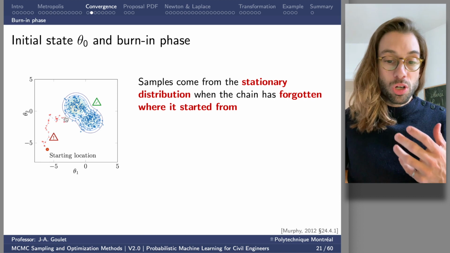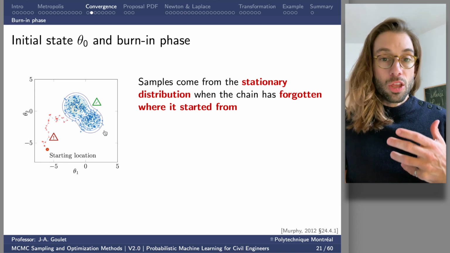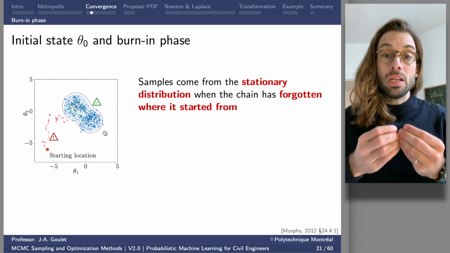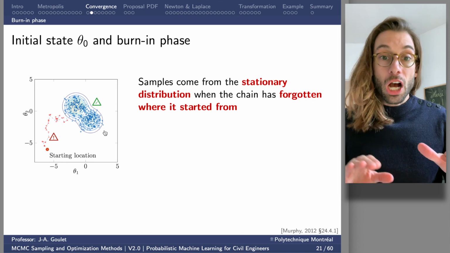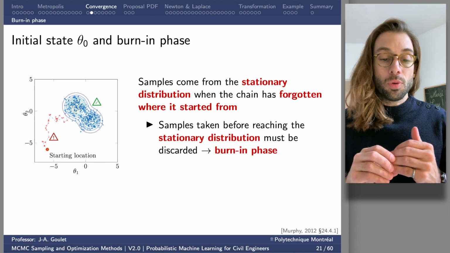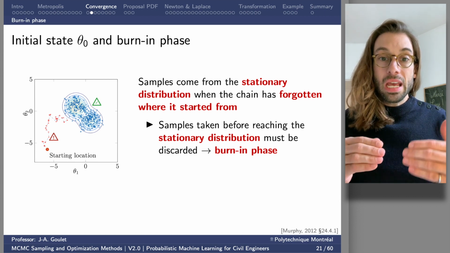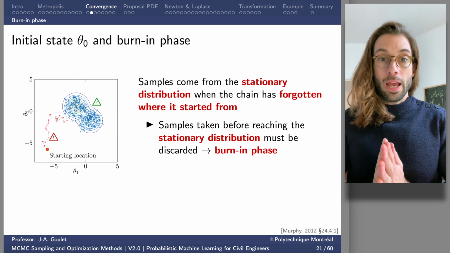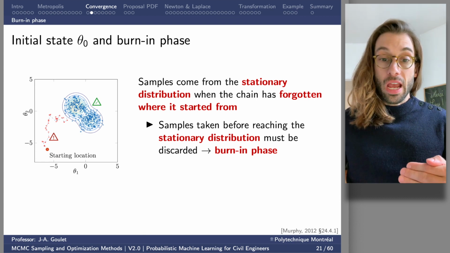Therefore, what you need to have is, at the end, the samples you have, in order to be valid, they need to be taken from the stationary distribution, okay? And for that, they need to have completely forgotten where you started from. To do this in practice, a simple heuristic is to say, for all my samples that were taken before reaching that stationary distribution, I'm going to discard them, okay? And that discard step is what we name the burn-in phase, okay?